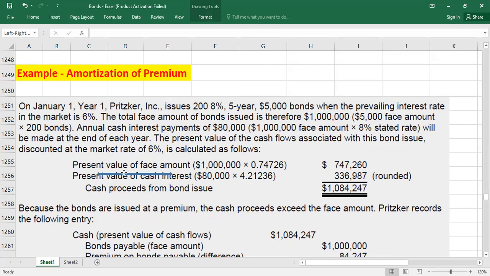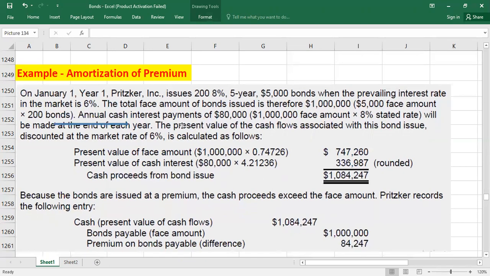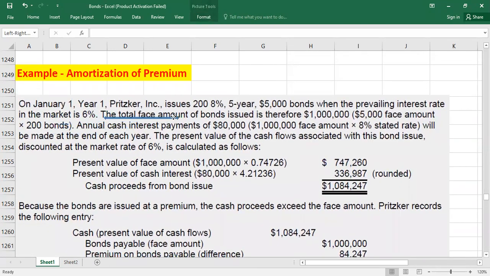So first of all, you need the present value of the face amount, which you will repay at the end of the bond's life. So face value is 1 million. How will you get the 1 million? Because we have 200 bonds, and the face value for each bond is 5000. If you multiply these two values, you will automatically get the face value.